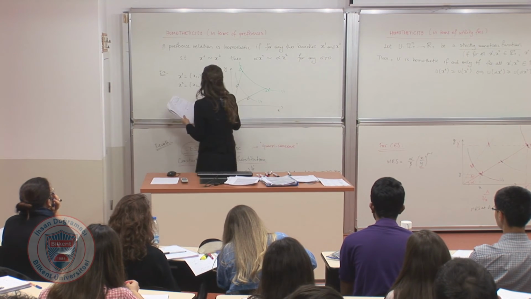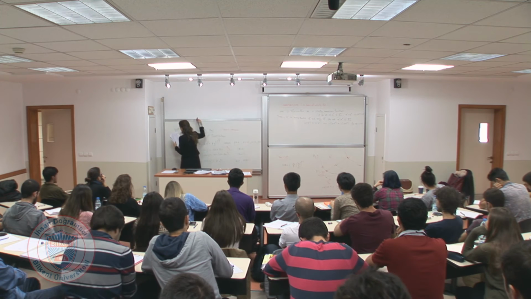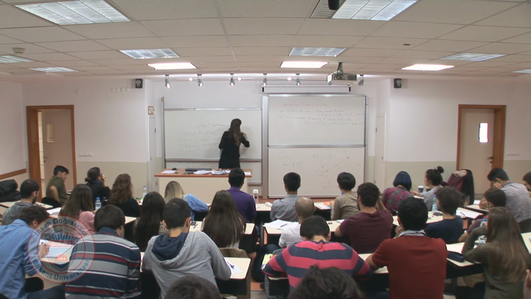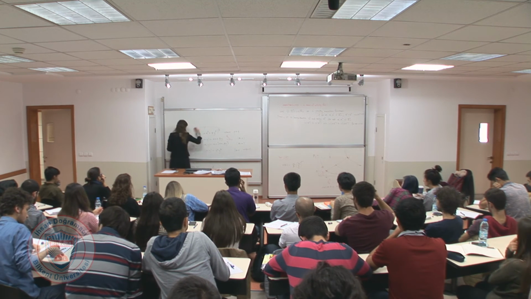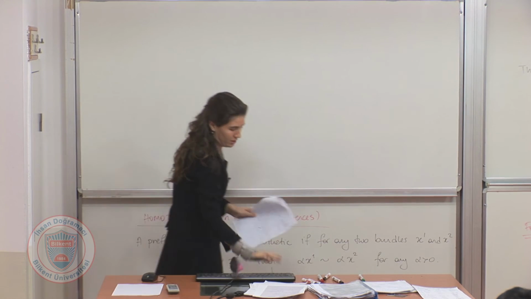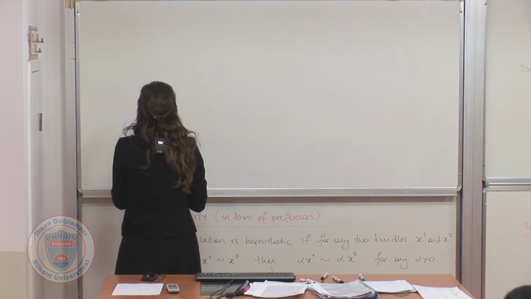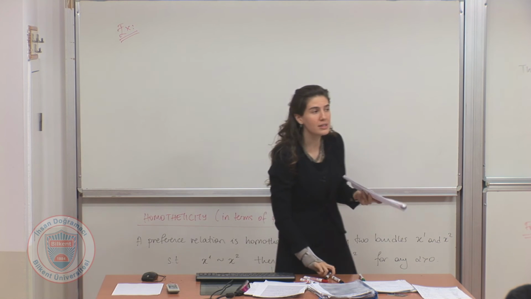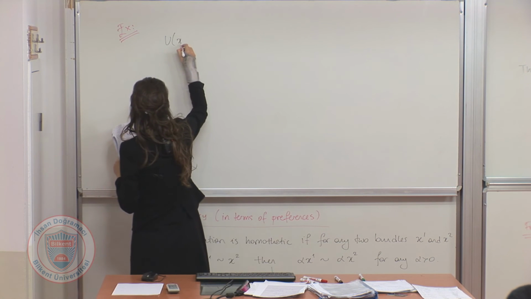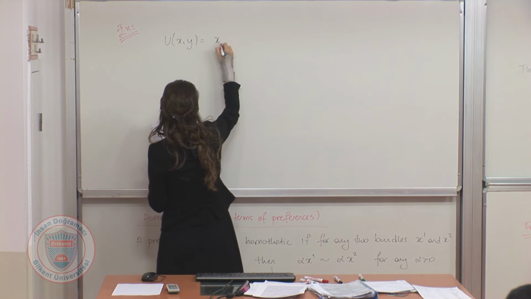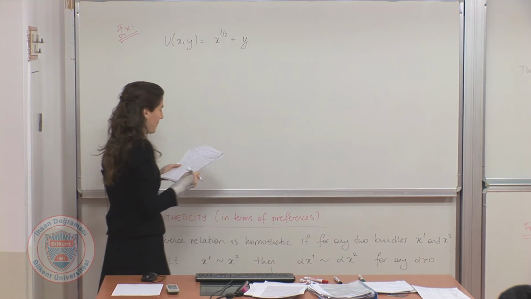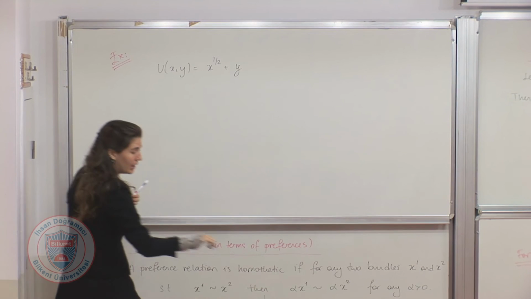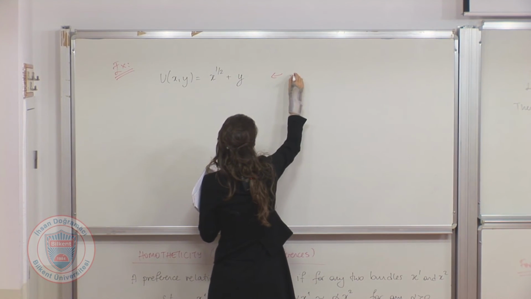Now, let me show you an example. I'm going to give you a utility function, and I want you to figure out whether it is homothetic or not. Suppose we have a utility function like this: U of x, y equals x to the power 1 over 2 plus y. This type of utility function has a special name. It's called quasi-linear.